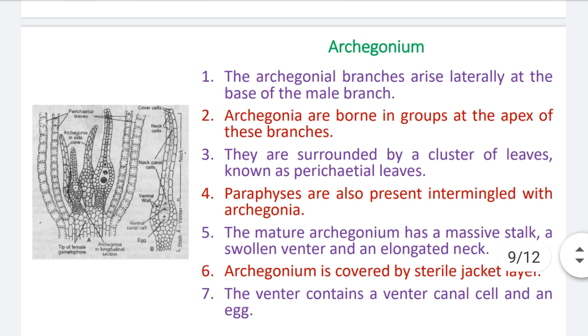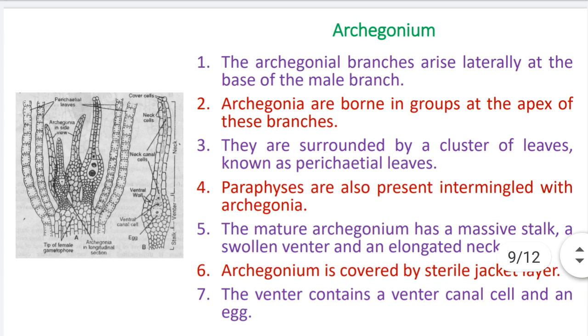Then archegonium. The archegonial, point number 1, the archegonial branches arise laterally at the base of the male branch. Male branches, antheridial branches, are always at the terminal or upper position, and towards its lateral side the archegonial branches are there. Number 1, archegonial branches arise laterally at the base of the male branch.